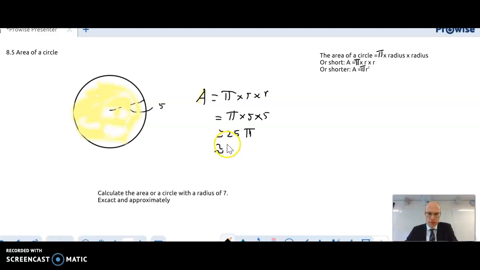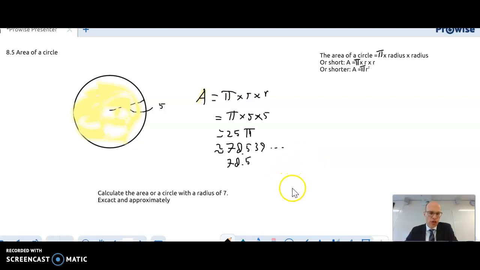is 78.539 and so on. So I would say approximately 78.5. This is it. So new formula, new rule on how to calculate an area, only now the area of a circle. So we have the area of a rectangle, the area of a triangle, and the area of a parallelogram, and now the area of a circle.